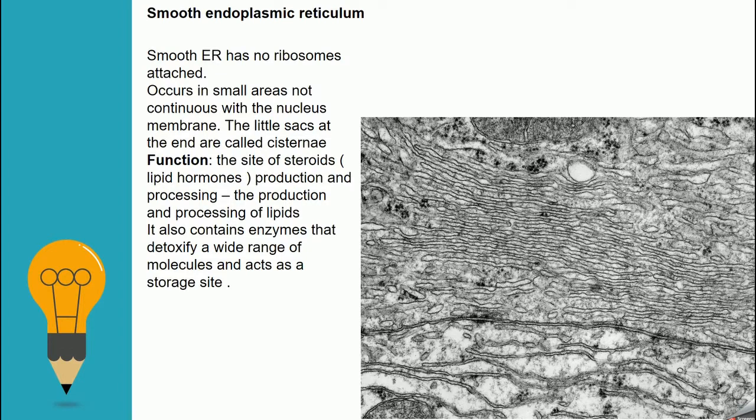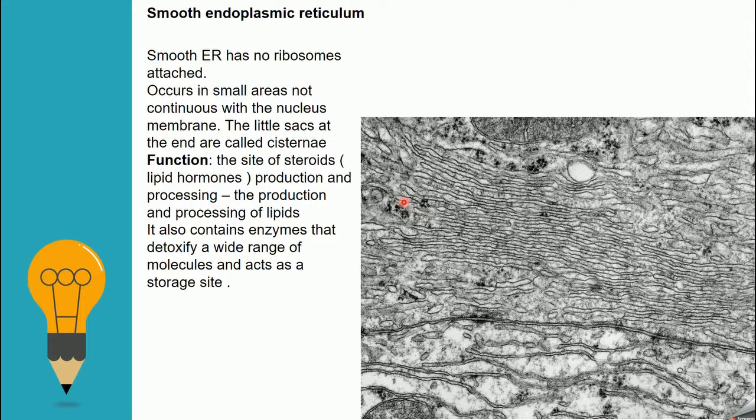And the little sacs at the end are called cisternae. And so you must know that word, keyword. And so let me just point out here what the cisternae looks like. So these little ends at the end of the SER, smooth endoplasmic reticulum, are called cisternae. So you might be asked to label a certain organelle. You never know. So just keep that in mind.